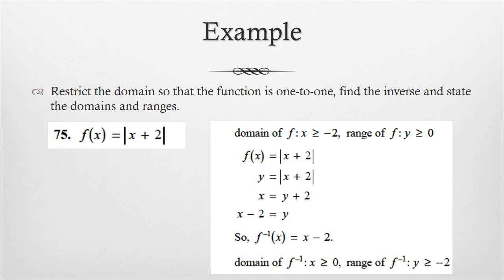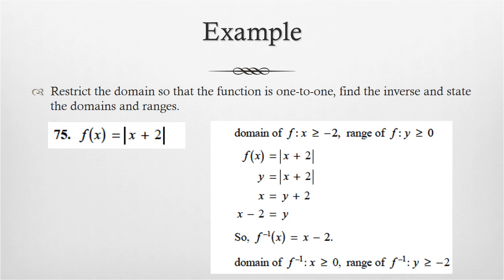So the domain, x is going to be greater than or equal to negative 2. Remember, an absolute value looks like a v, so what we want to do is restrict this to just one side of the v. The range is going to be y is greater than or equal to 0. Okay, then we're going to swap out the x and y, and since we're limiting the domain, we really only have to deal with that one line, so we can kind of ignore the absolute values. Just solve for y, and we get x minus 2.